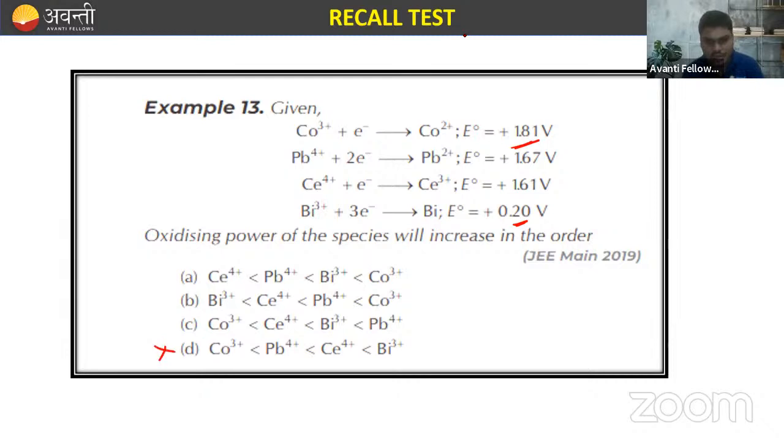Okay, JNV Dhadod ne bola hai B. Okay. So let me check whether the option B is correct or not. So Co plus 3 having value 1.81, very much correct. After this, we have Pb4. So Pb4 1.67, then Ce plus 4, very good. Then Bi, very good beta. So option B is absolutely correct.